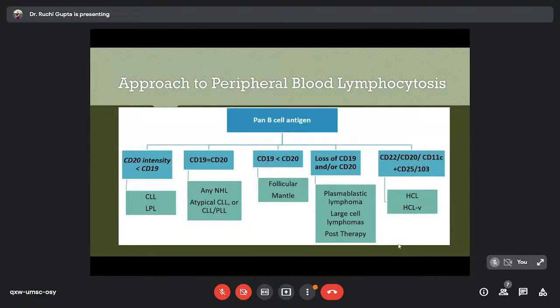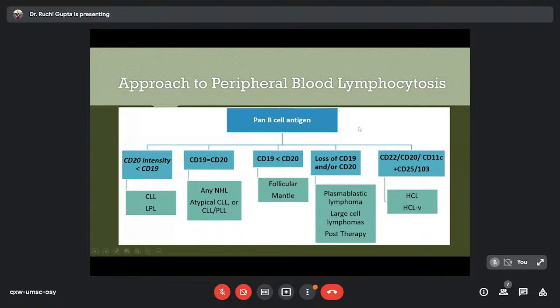So if this is how we see a peripheral smear, the first thing we need to do is to document that it is a cell of B cell origin. For that we usually use CD19 and CD20. I'm not going to go through the entire flowchart. What I really want to emphasize is that CLL is one case where the intensity of CD20 is less than CD19, and this is a very important clue even in the initial analysis: we are dealing with a cell which has brighter CD19 and dimmer CD20. That is typical of CLL, though it might also be seen in some cases of LPL, right?